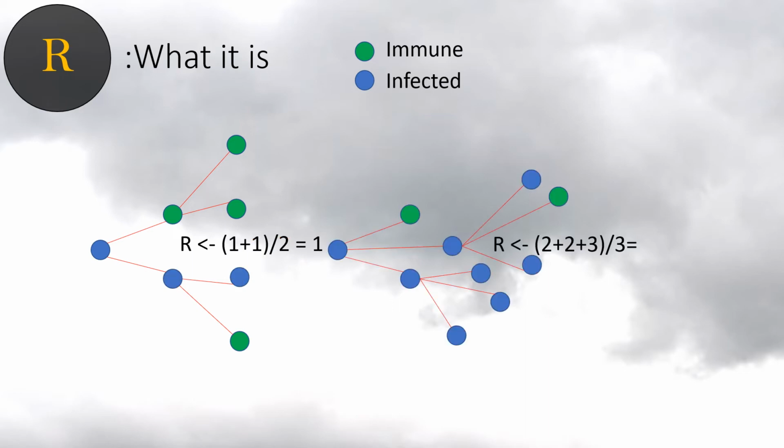Right then, let's have another example. Now this individual was able to transmit to 2. This, another 2, and this 3. So we divide it by 3 to get 2.3. So the R number is 2.3, which is an exponential rise in cases. Correct?